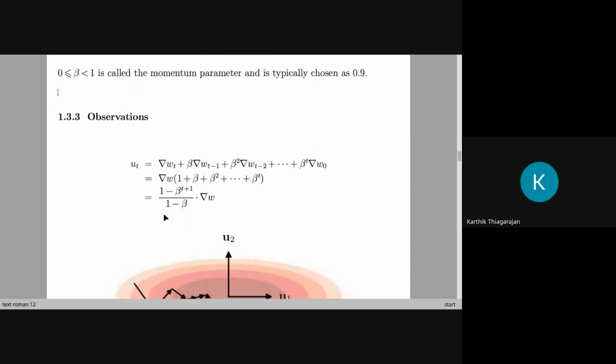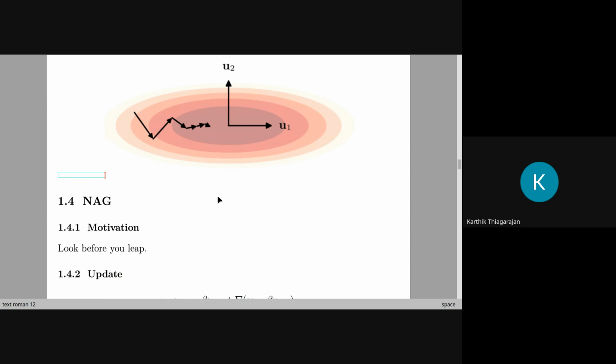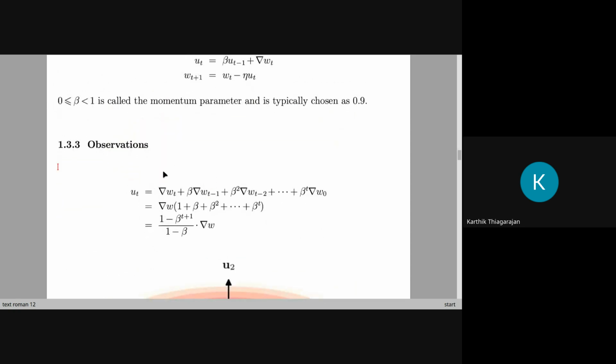I have done this here. This is what I wanted you to do, but you can take a look at this. What have I done here? I have unrolled u_t in time. So this is beta u_{t-1} plus the gradient of w_t, and this is retained. Then u_{t-1} is beta u_{t-2} plus the gradient of w_{t-1}, and so on. If you unroll this in time, you will see that you have an expression like this.